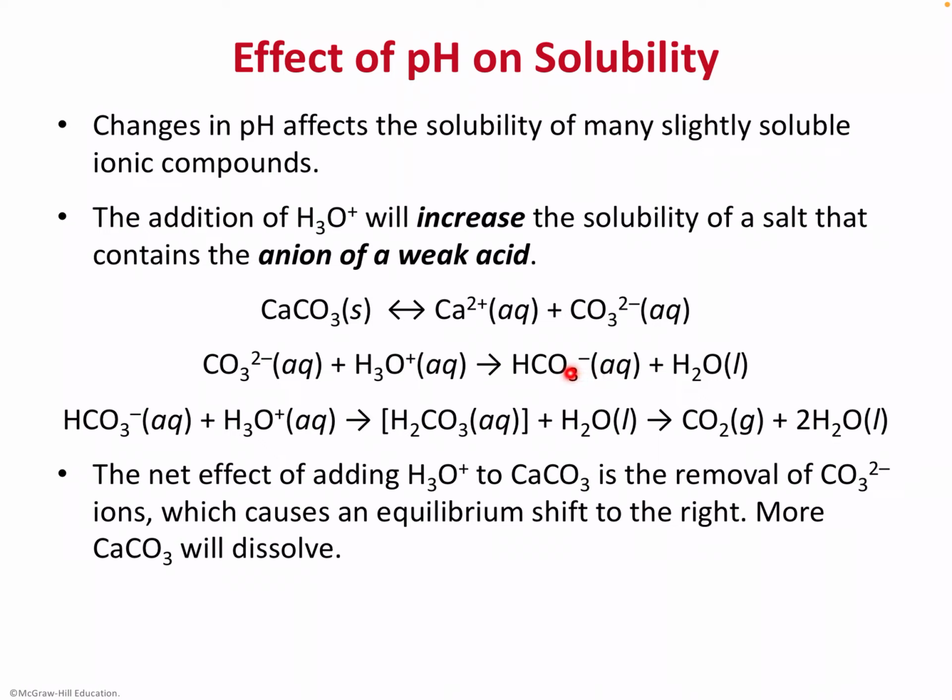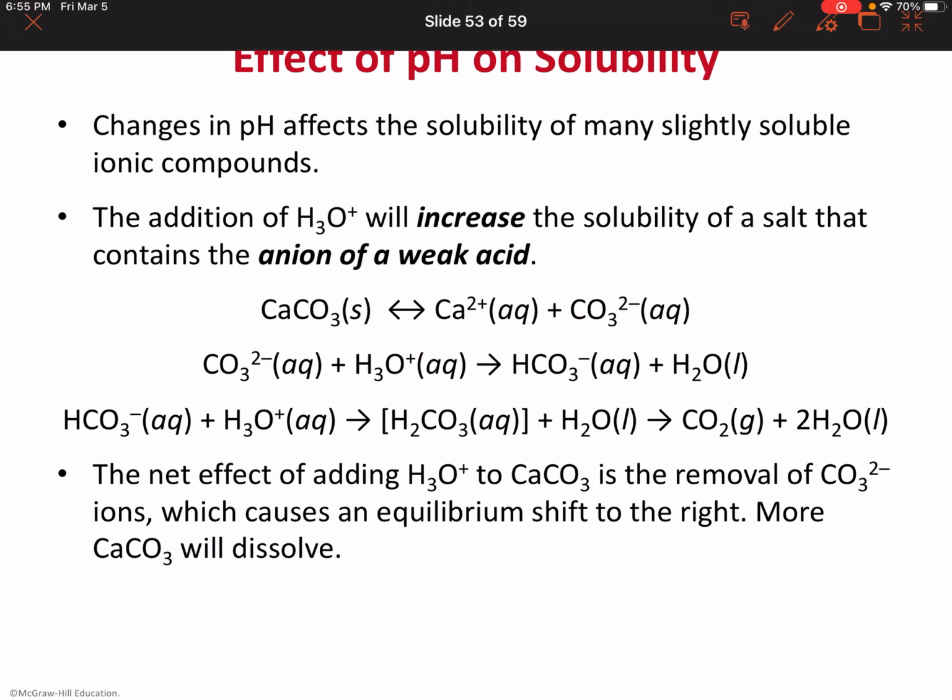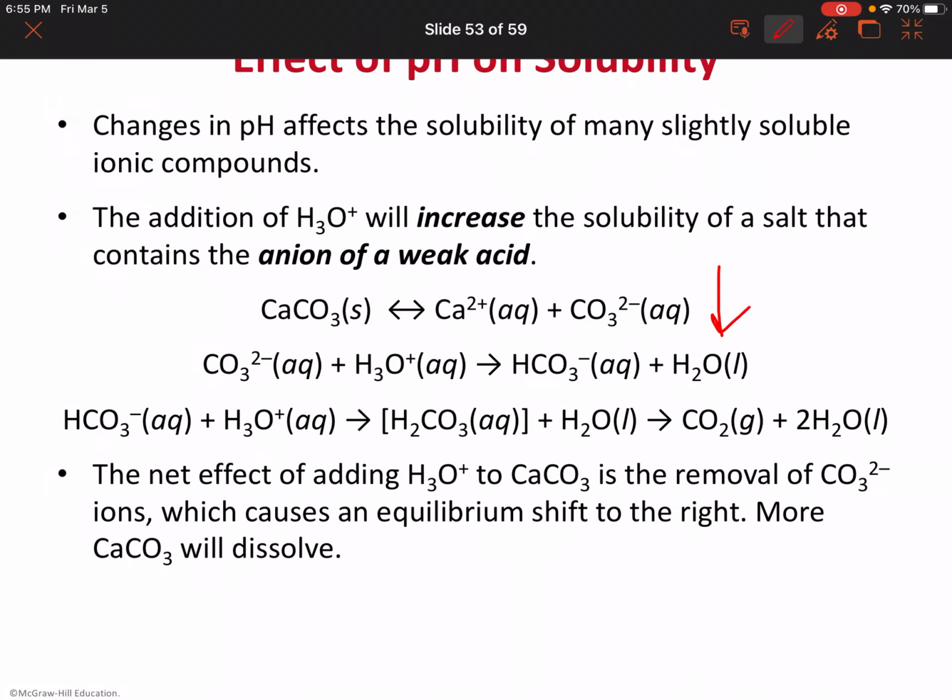So if it forms hydrogen carbonate and water, the next step would be hydrogen carbonate with additional hydronium ions grabbing another proton and forming carbonic acid, H2CO3, and water. H2CO3 is a very unstable acid, carbonic acid. It decomposes to give you carbon dioxide and water. So eventually the carbonate is going to be used up. You are losing carbonate ions.